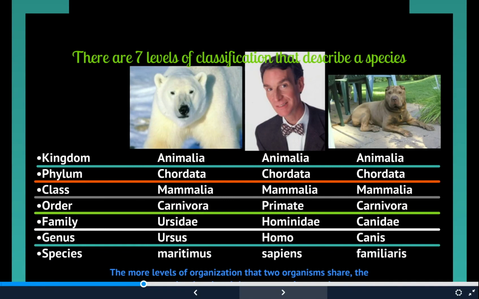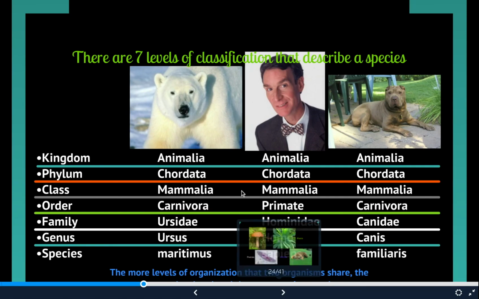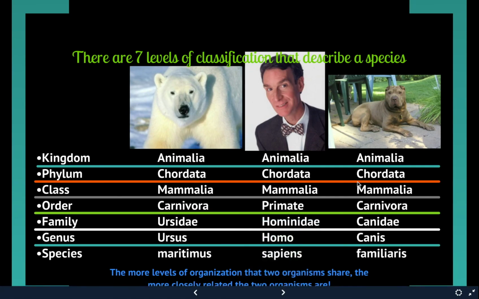There are 7 levels of classification that describe a species. The kingdom here is Animalia for all of them. Chordata, which means spinal cord, is the same for all of them. They're all in the same class, which is Mammalia. They're all in the same order. Close, right? The dog and the bear are both in Carnivora, but the human is in Primate.